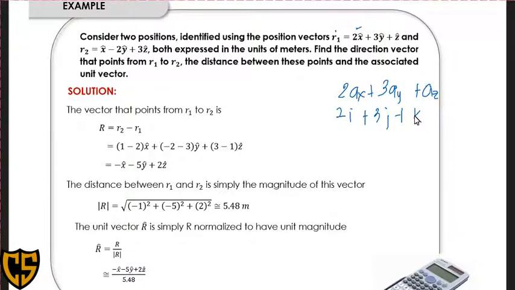And R2 is given as x minus 2 plus 2y plus 3z. They are both expressed in the same unit, which is meters. So we will find the direction vector that points from R1 to R2, the distance between these points, and the associated unit vector.